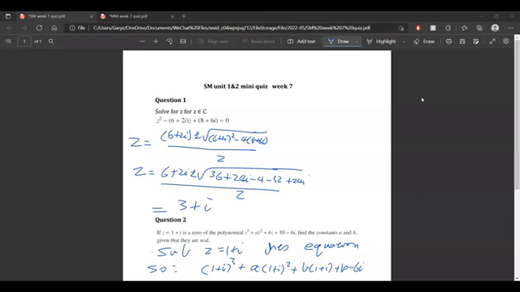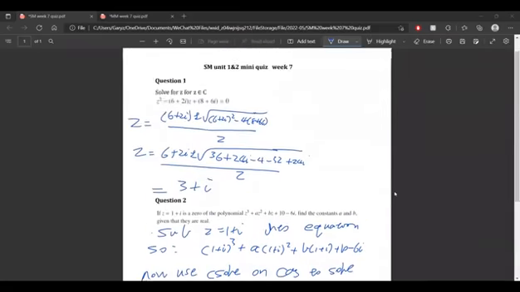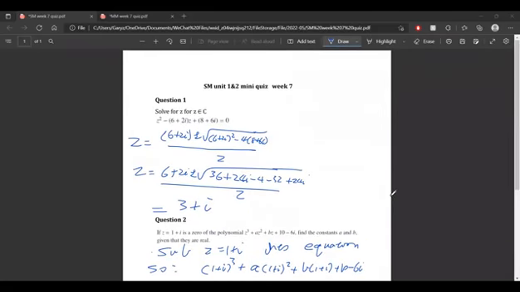Hello everyone, today I'll be going through the Specialist Math 1-2 mini quiz for week 7. There's only 2 questions this week, but they're decently hard. When I say hard, I mean these questions have a lot of calculations involved. So, cool, let's get into it.